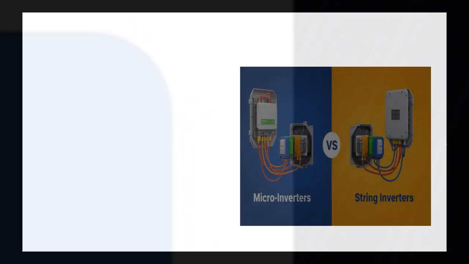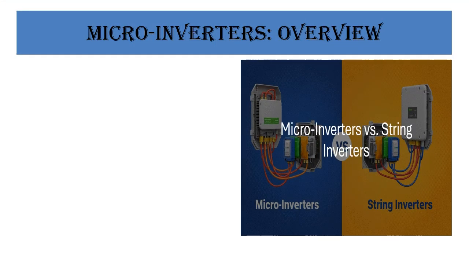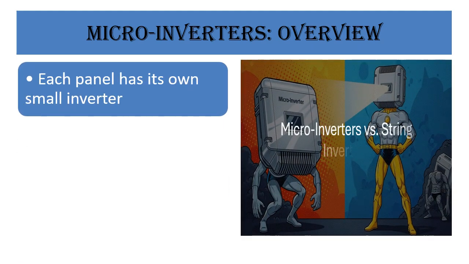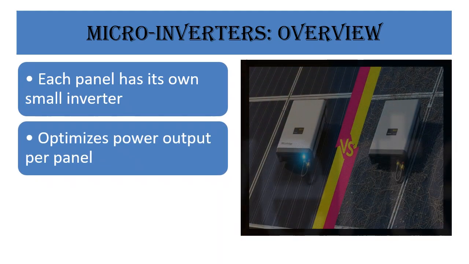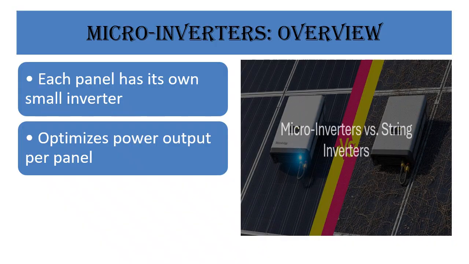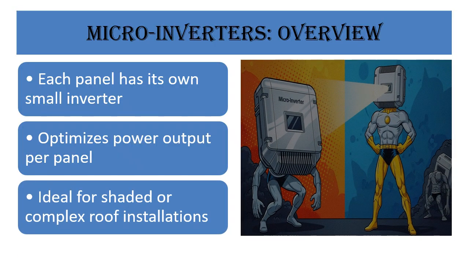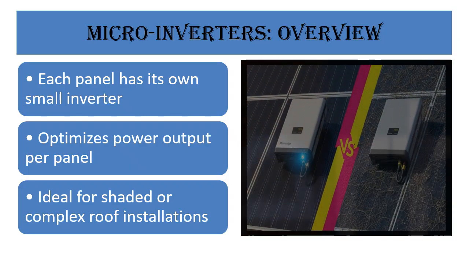Microinverters. Overview. Microinverters are small devices attached to each solar panel. They convert DC to AC right at the source. This allows each panel to operate independently, which is ideal for installations with shading or different panel orientations.